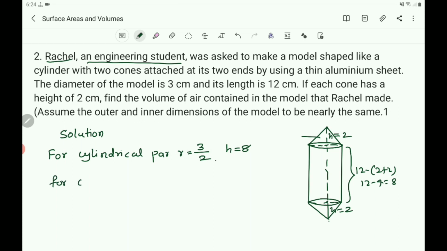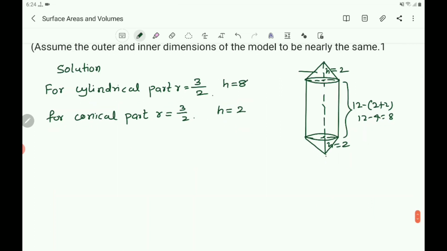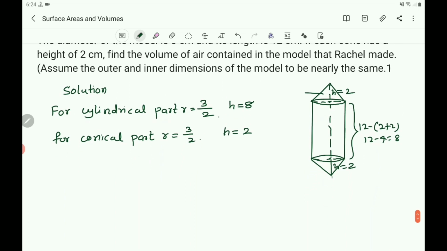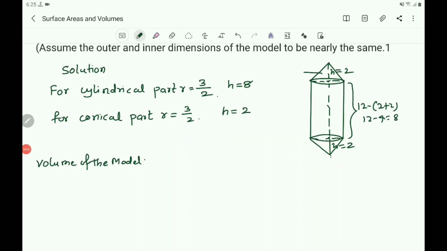And for the conical part, r equals what? The same, that is 3 by 2, and h is 2. Then the volume of the model, you take volume of the model equals volume of cylindrical part plus 2 into volume of conical part.